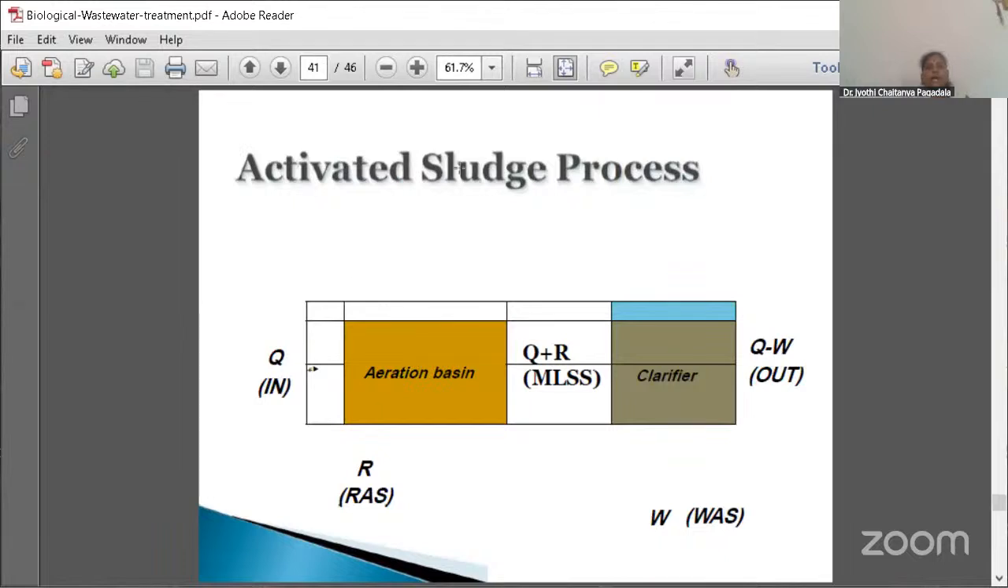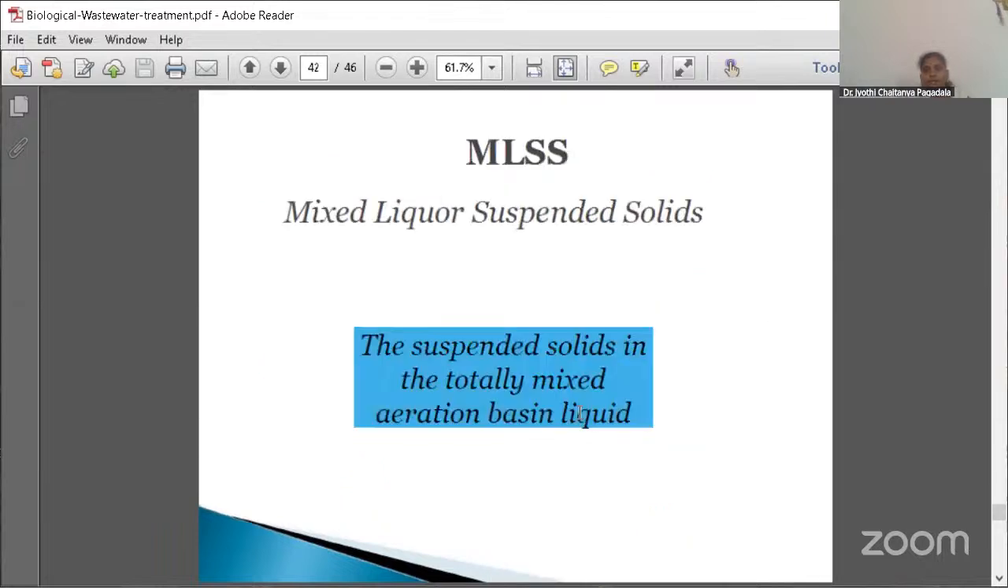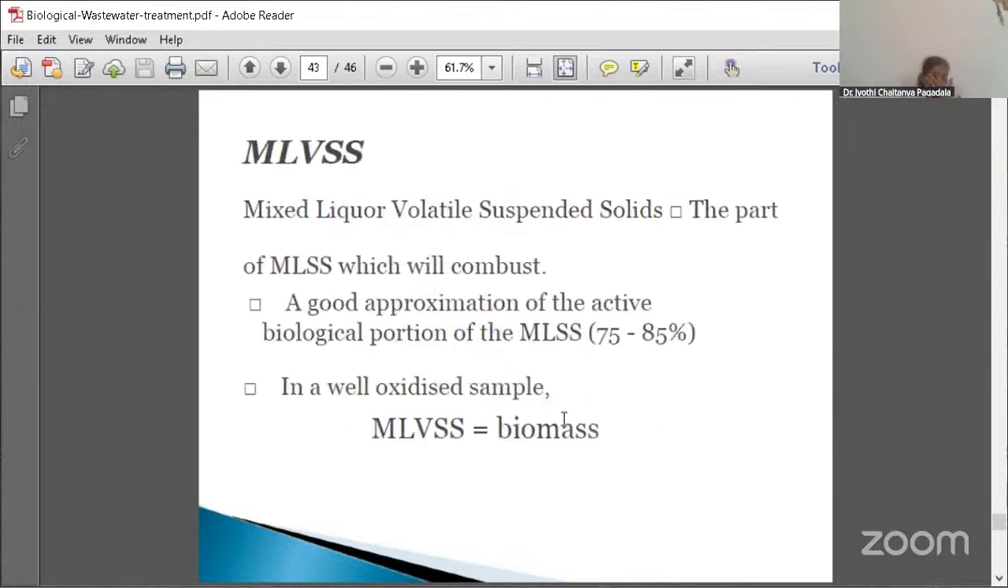Here you can see the activated sludge process. This is the inlet, where the aeration basin takes place, and this is the clarifier. What is MLSS? It means mixed liquor suspended solids, the suspended solids in the totally mixed aeration basin liquid.